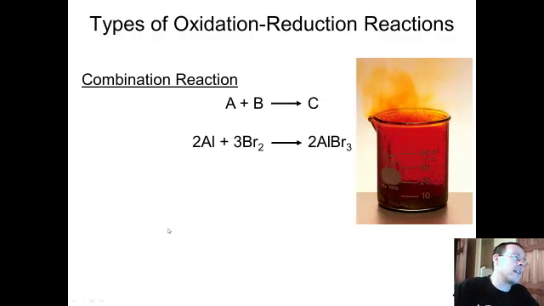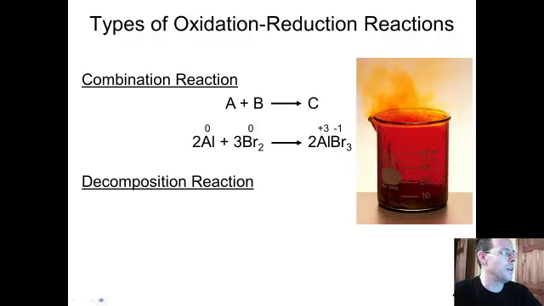Alright, and why is this an oxidation-reduction reaction? Well, aluminum starts with an oxidation state of 0 because it's an element. Bromine starts with an oxidation state of 0 because it's an element. And then aluminum ends with an oxidation state of +3 and bromine of -1. So if I were to ask who is being reduced, bromine's being reduced. Who's being oxidized? Aluminum's being oxidized. Who is the reducing agent? The reducing agent is aluminum because it's being oxidized, and bromine is the oxidizing agent because it's being reduced.